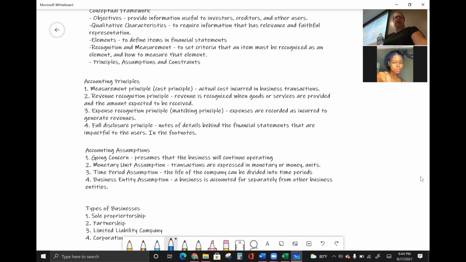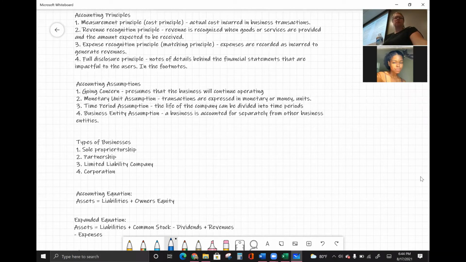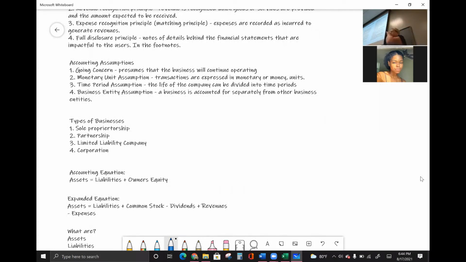Okay, then we have some accounting assumptions. A going concern just presumes that you're going to be in business, you're not closing. Monetary assumption, transactions are expressed in monetary or money units. So we obviously are using the US dollar. We do have a lot of corporations that are international. They may represent a different currency, it might not be US dollars, maybe it's the yen or something like that.